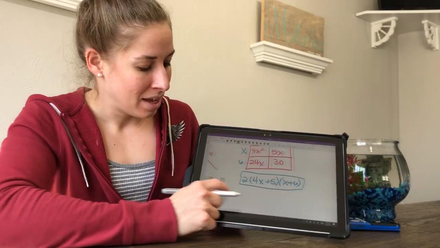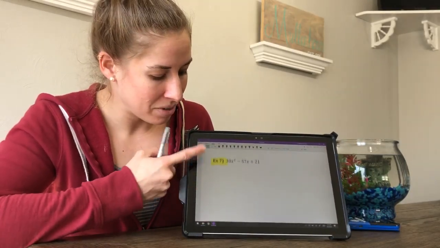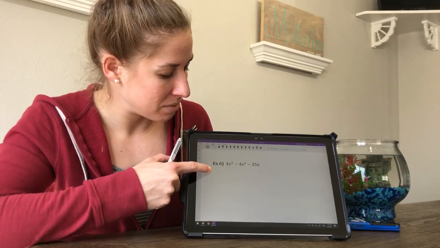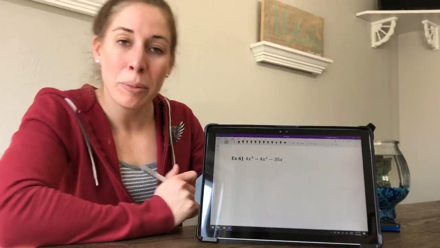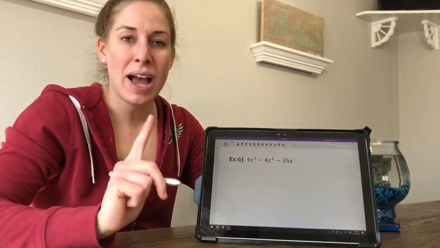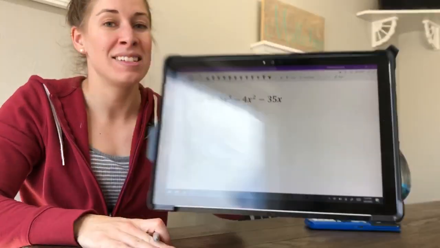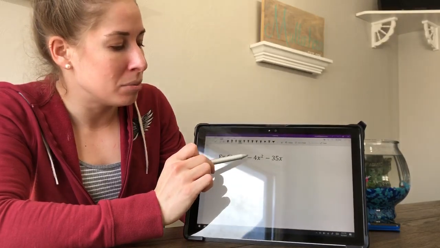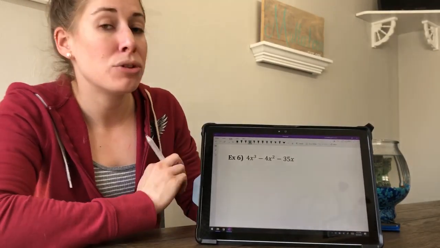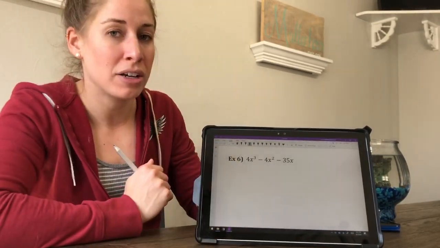Done. I want you to do example 5 on your own, and number 7. I'm going to do number 6 with you right now, and that will be the last one for today. So example 6. First step of factoring: is there a common monomial? Yes. 4x cubed minus 4x squared minus 35x. What you should notice is that each term has at least one x that you can factor out.